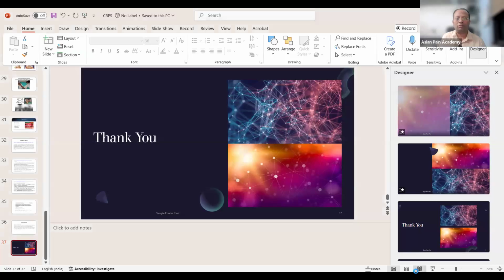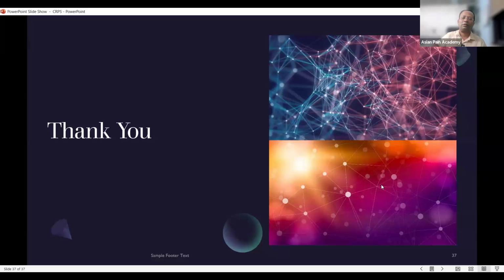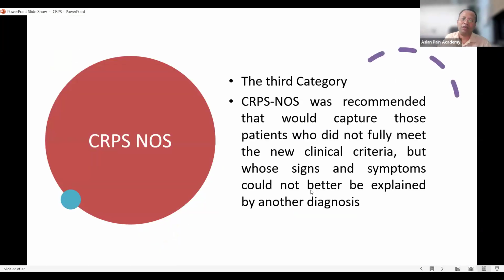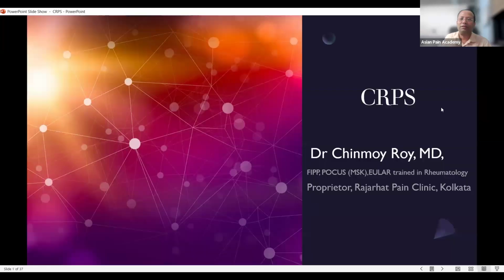These are theoretical topics, so you may not get that much interest, but these are very important topics because these patients, though they are treated by different specialties, ultimately, if we compare, the best treatment is probably given by the pain physician only. So CRPS, what is the full form of CRPS? This is complex regional pain syndrome.